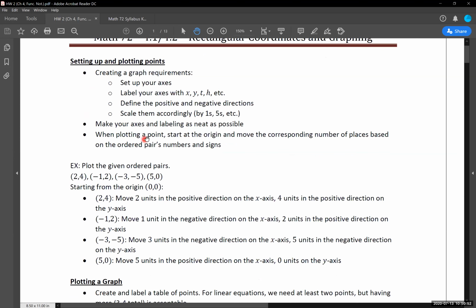So when we are starting to plot points, and we'll be going through that here shortly, we're going to start at the origin, which is right at 0, 0, where the two axes intersect each other, and move the corresponding number of places based on the ordered pair's numbers and signs. We'll have some examples here that we're going to go through in a second.